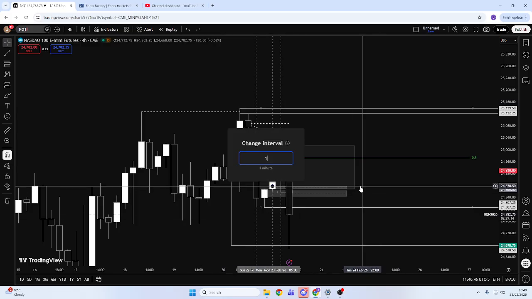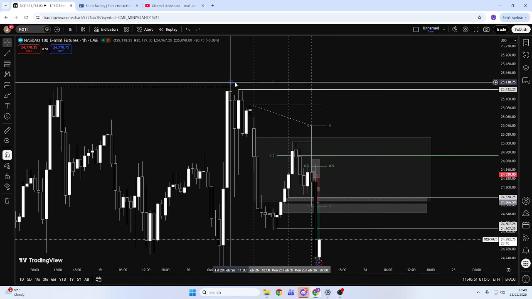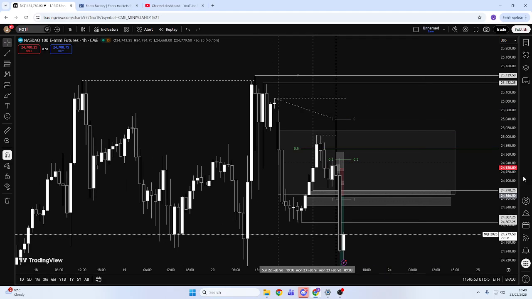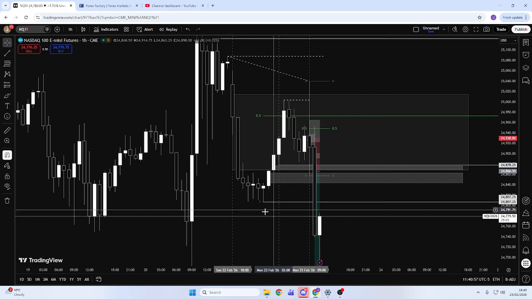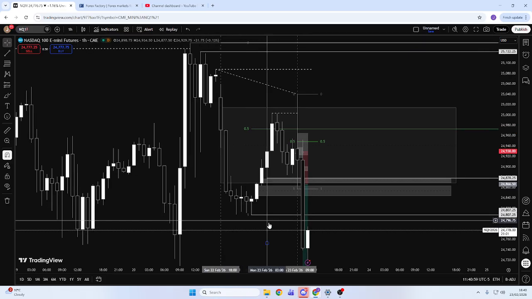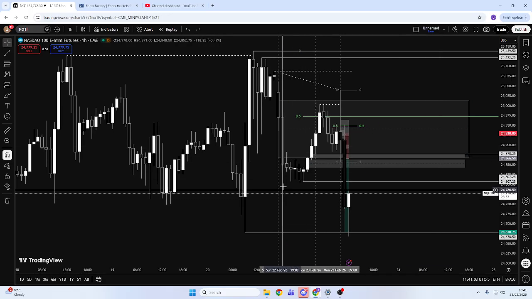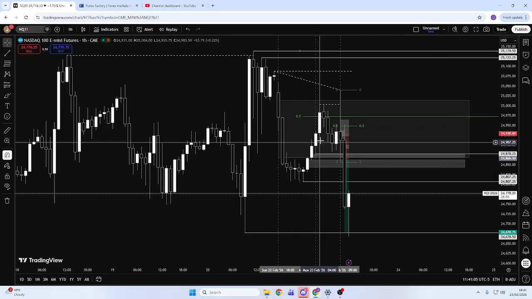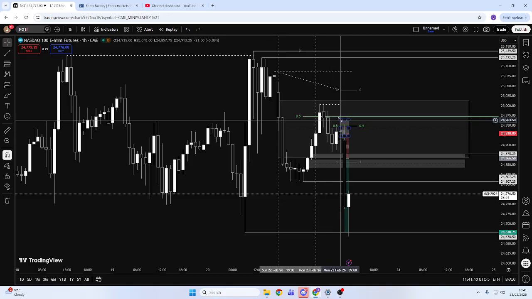So scaling down to the 1 hour, we've got 1 hour highs here, here, and here, as well as London highs, which is also 1 hour high. Asia lows. So looking at this, 1 hour had broken structure up to the upside, coming into the 4 hour fair value gap, hitting 4 hour equilibrium point.